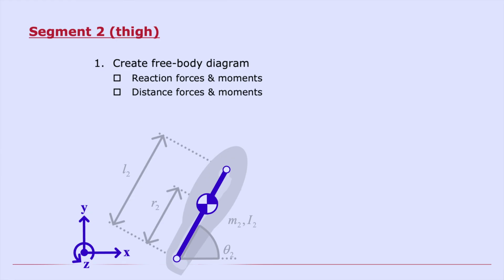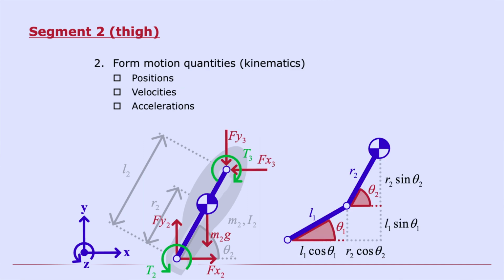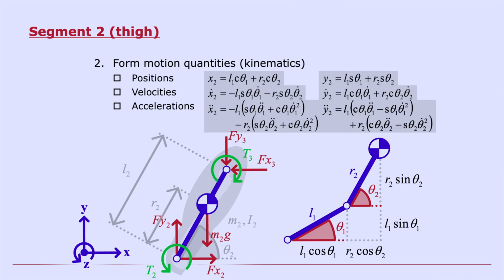First step is to create the free body diagram. Again, we've drawn it here in blue. We'll add in the forces and moments. Here's the geometry we need. We'll compute the positions, velocities, and accelerations in the x and y directions for our center of mass. You should get these expressions here. You can check your work, maybe work on it yourself.